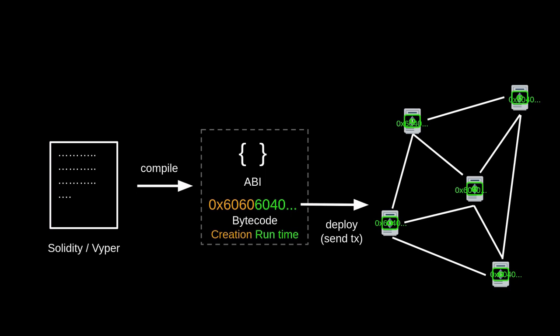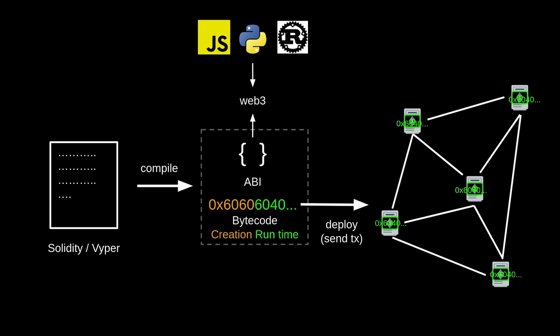Let me now explain what ABI is, Application Binary Interface. Using programming languages like JavaScript, Python, and Rust, and a library named Web3, which is available in JavaScript, Python, and Rust, Web3 will be able to read this ABI file and understand how to communicate with the smart contract. In other words, Web3 is a bridge between programming languages like JavaScript, Python, and Rust, and the ABI tells Web3 how to communicate with the smart contract.